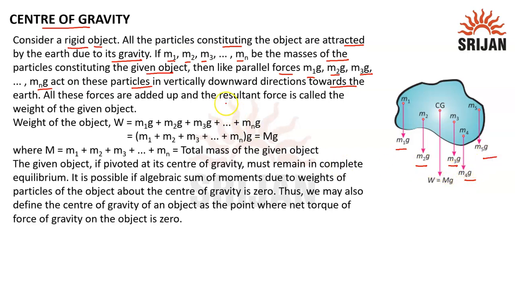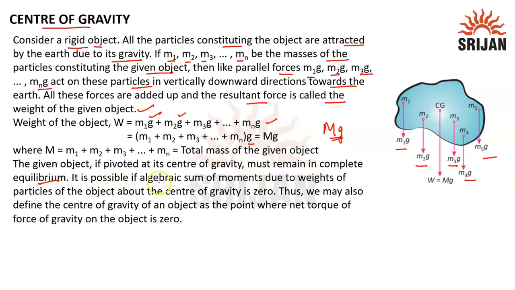Now all these forces are added up and the resultant force is called the weight of the object. So from here we can say the weight of the object will be m1g plus m2g up to mng. Here we can take the acceleration due to gravity as constant and sum up the masses and write it as capital M. So capital M is m1 plus m2 plus m3 and so on up to mn, meaning the total mass of the given object.